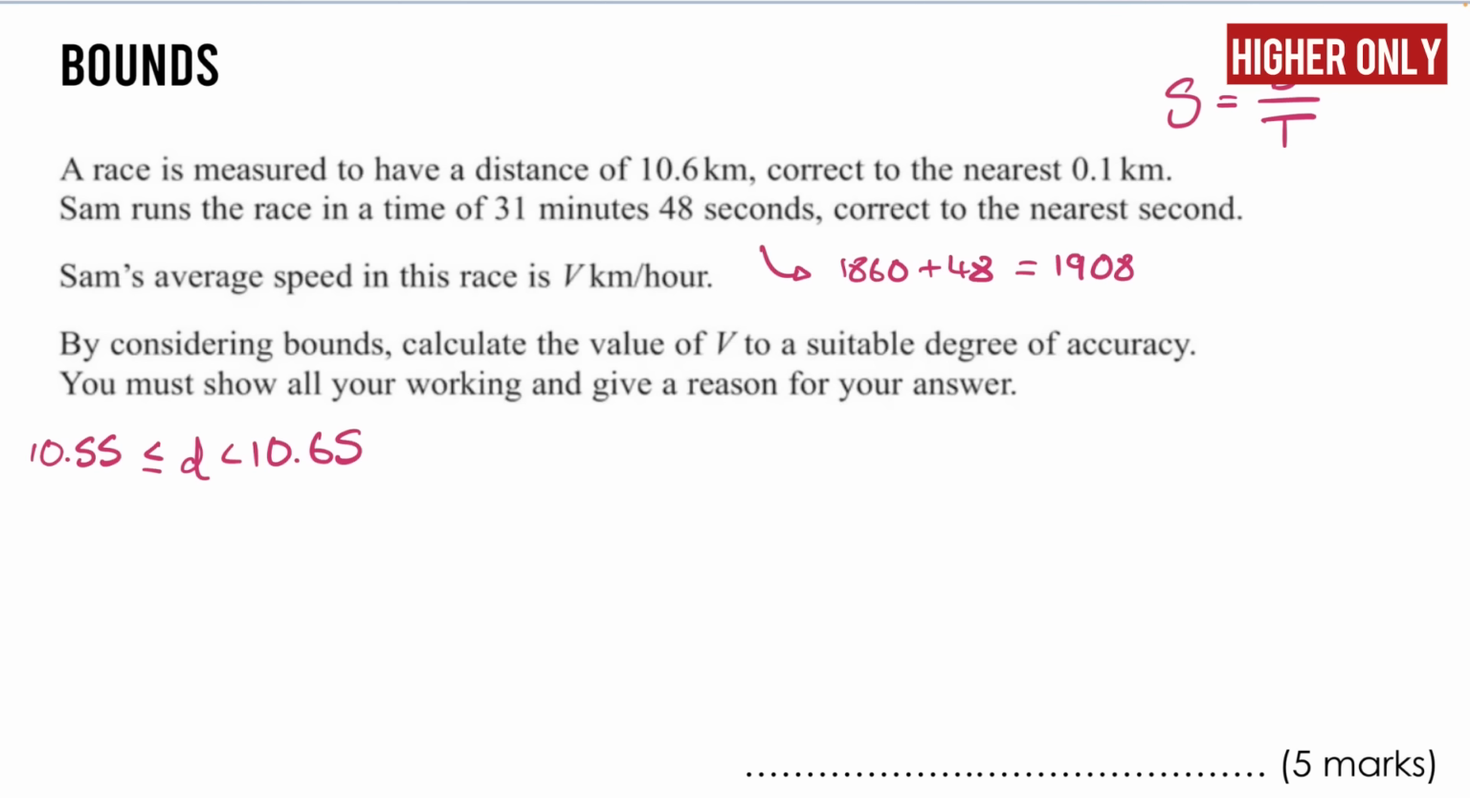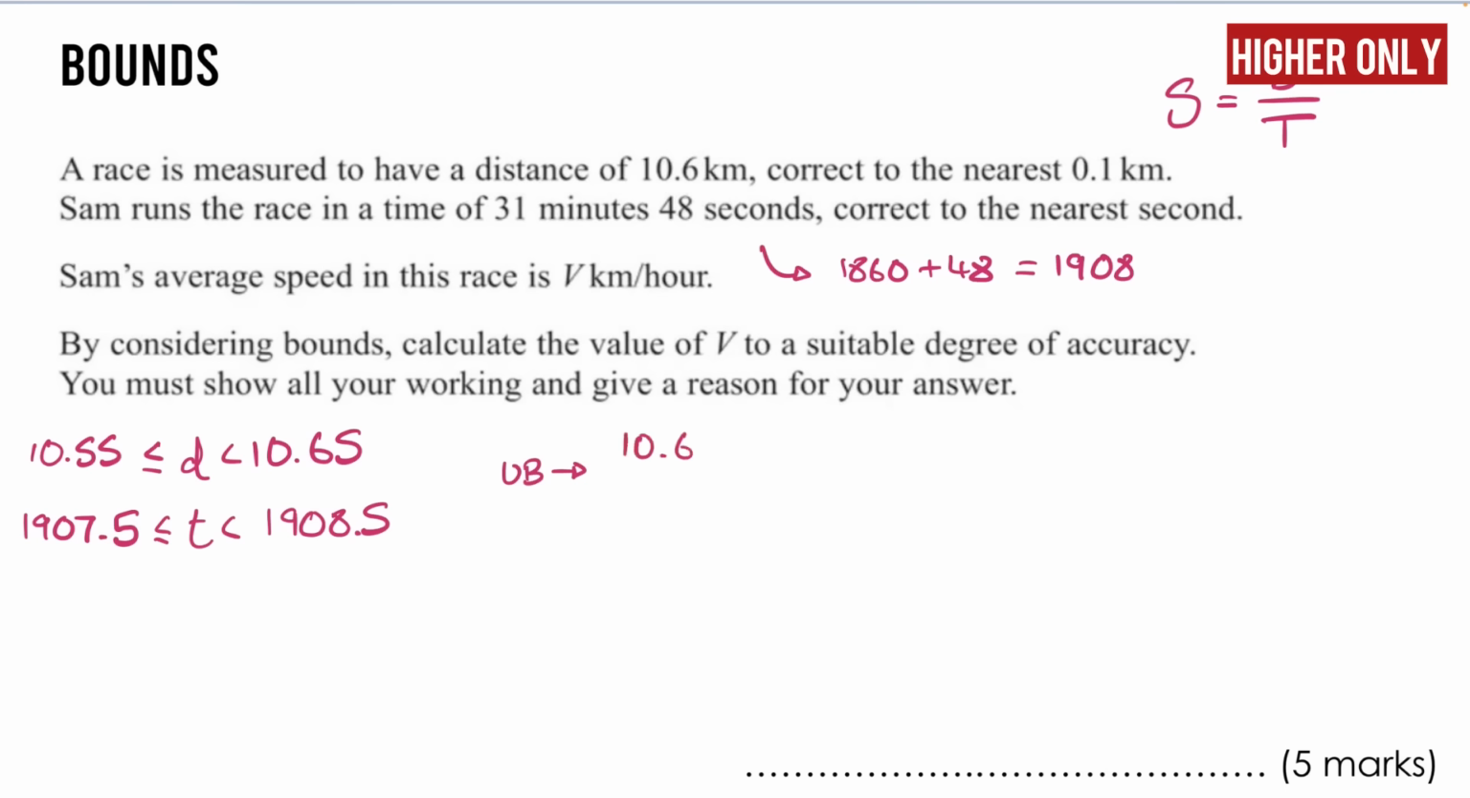So if we write our error interval for the time, let's call that t, and that'll be between 1,908.5 and 1,907.5. Now, as we are considering bounds, it means that we have to work out the upper and the lower bound. So to get the upper bound, which is the biggest possible answer for speed, we're going to do the biggest distance divided by the smallest time.